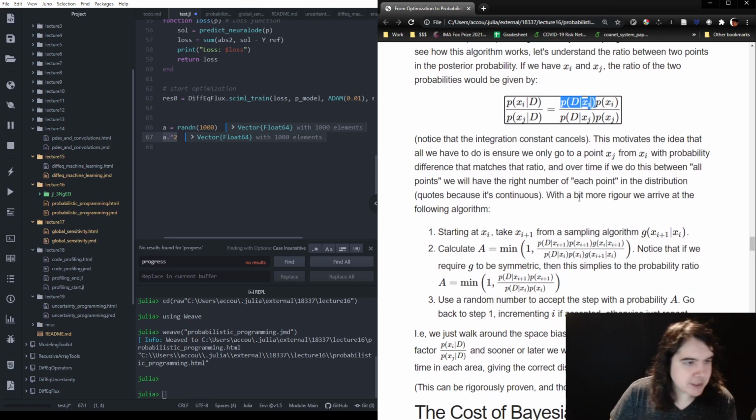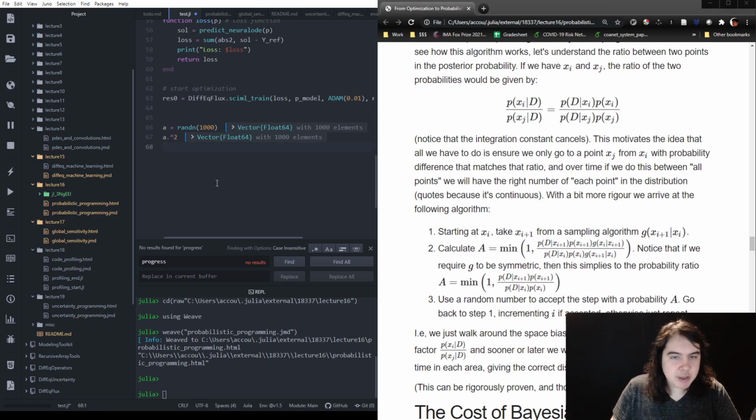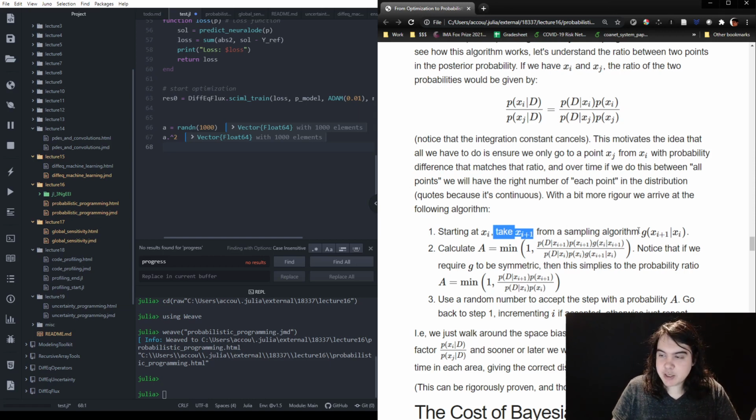So the Metropolis Hastings algorithm is the following. Given, we need a starting point. So let's say we start with a given value of theta, right? We say that theta equals some assumption. So the way that you come up with the next choice of theta to put into your simulator is you take a theta from a sampling algorithm.